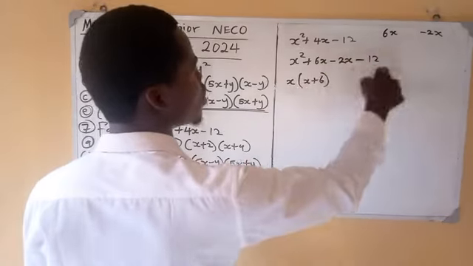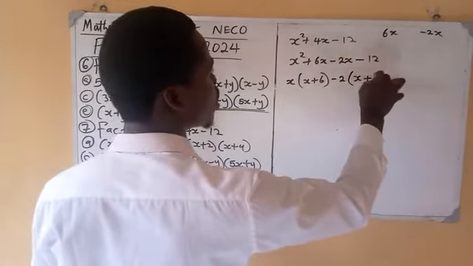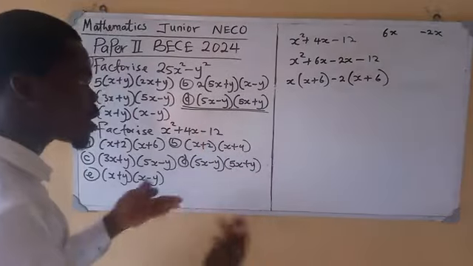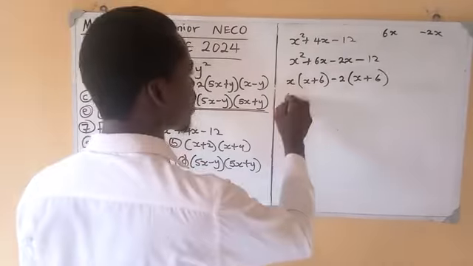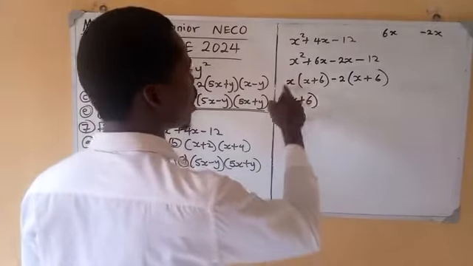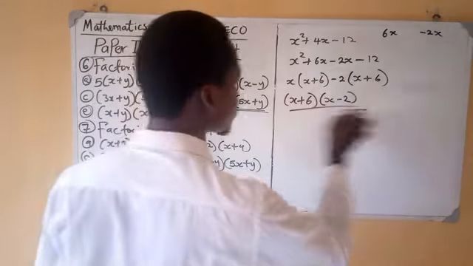And then what is common between these? You see that minus 2 is common, which gives minus 2 into x plus 6 when you factor out what is common. So since we have the same thing in the bracket, we write it out: x plus 6, and then what we have outside the bracket is x minus 2. So this is the answer.